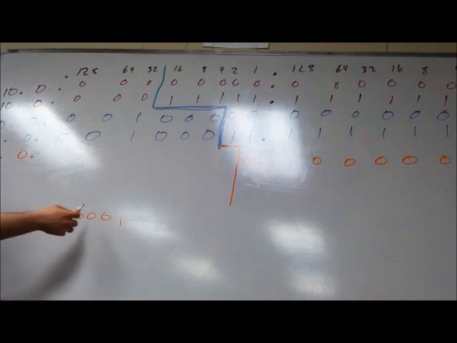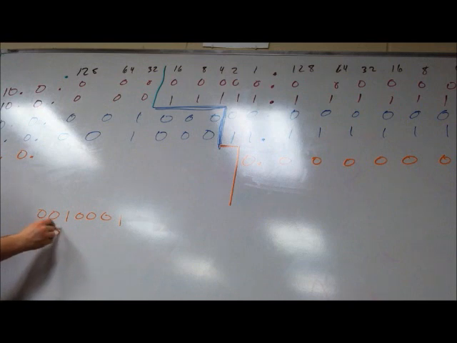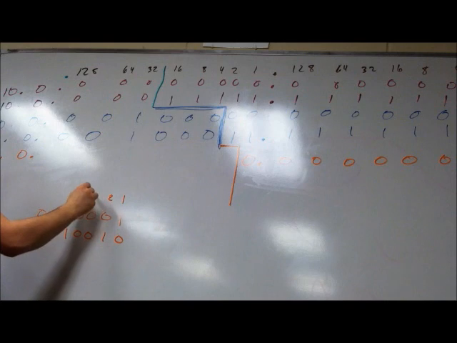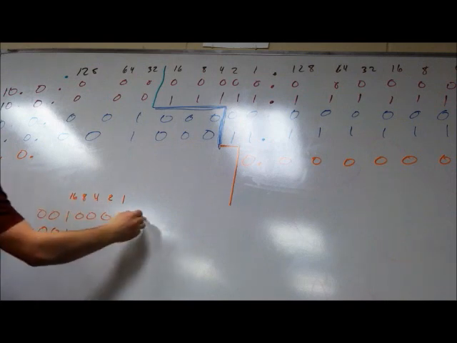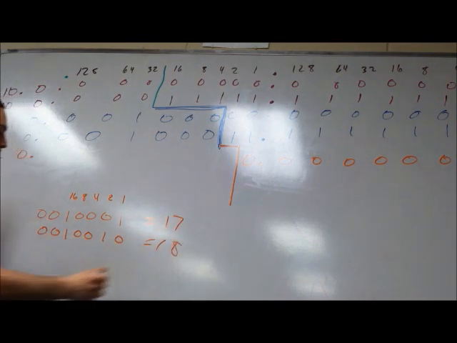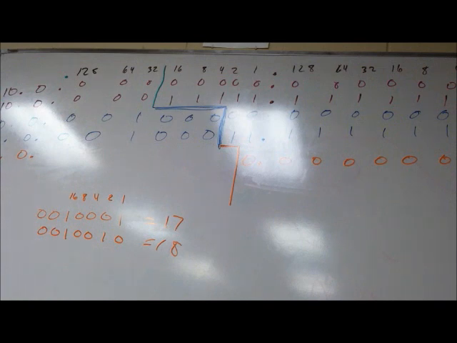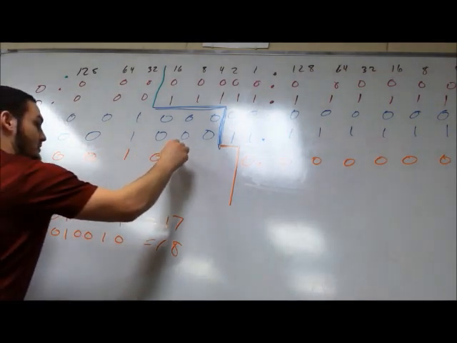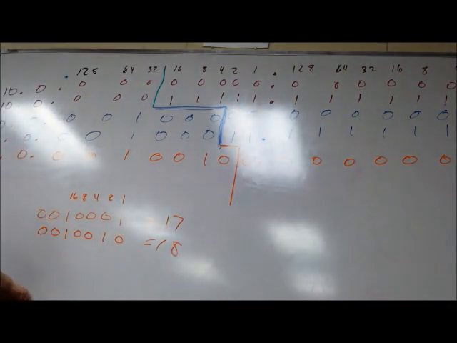Zero, so how do we... 10010? All right, because if we put our column headers here, this number is equal to 16 plus 1, 17. So we want 18. So 16 and 2 give us 18. So these bits are going to be 0010. So what is that number in decimal? 36. 36.